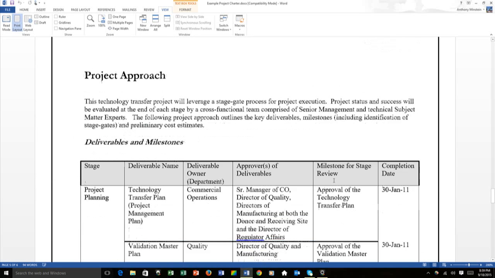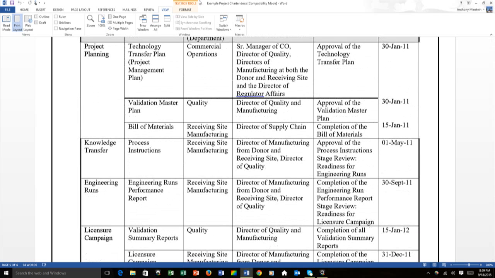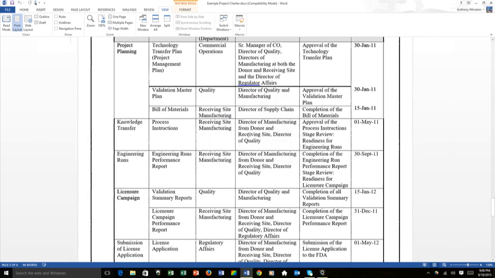So now let's move on a little bit. The project approach, a stage gate process. I'm going to assume that there's a stage gate process active in this environment. Status and success will be evaluated at the end of each stage. And here is our project approach and our project guidelines. Let's reduce this just a hair so that we can see everything. I'm going to reduce this to 150% so we can see this entire table.